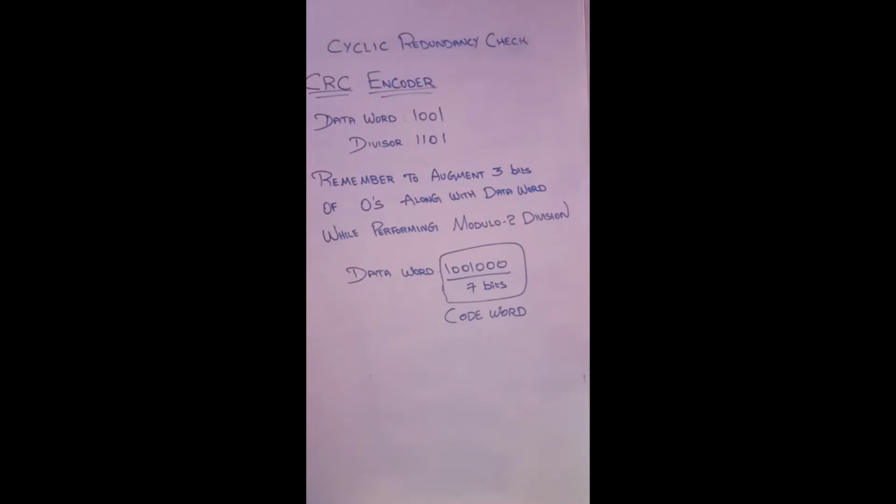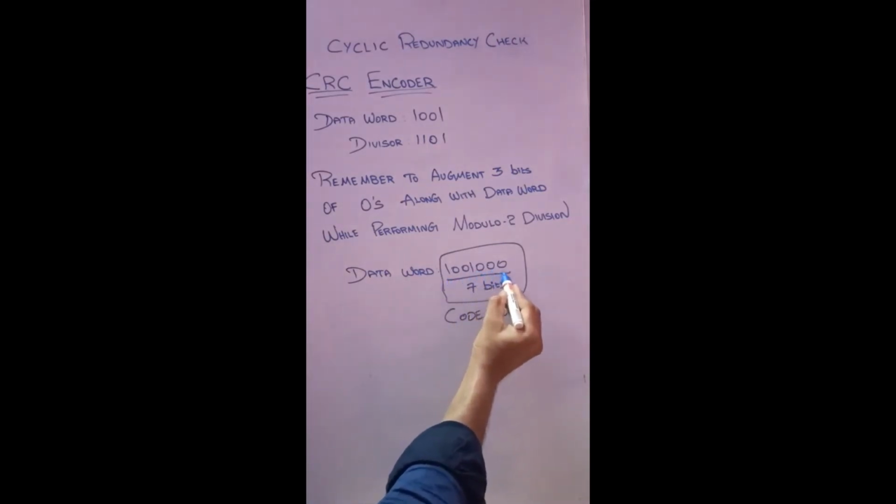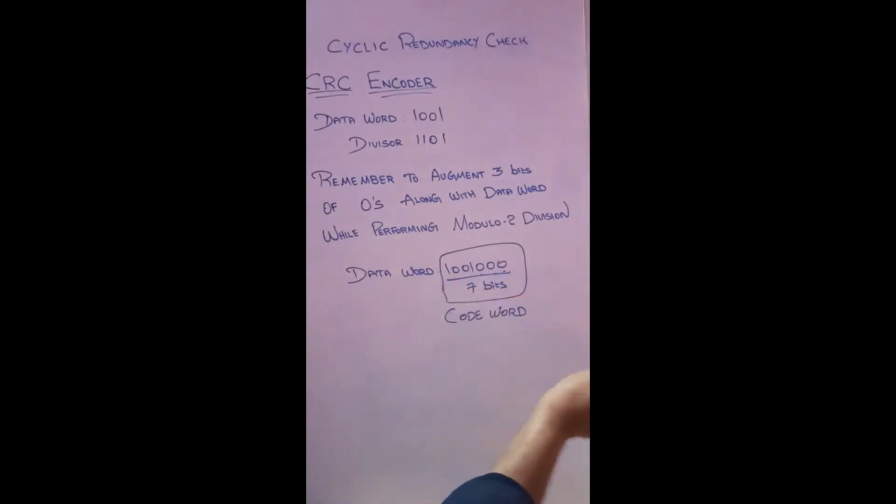That means we're going to perform a modulo 2 division, and the remainder of this modulo 2 division will be a 3-bit CRC code. This 3-bit CRC code will replace the 3 augmented 0 bits, and it will be transmitted into the network. So this is what we're going to do now. Let us look in depth at how this CRC generation process happens.